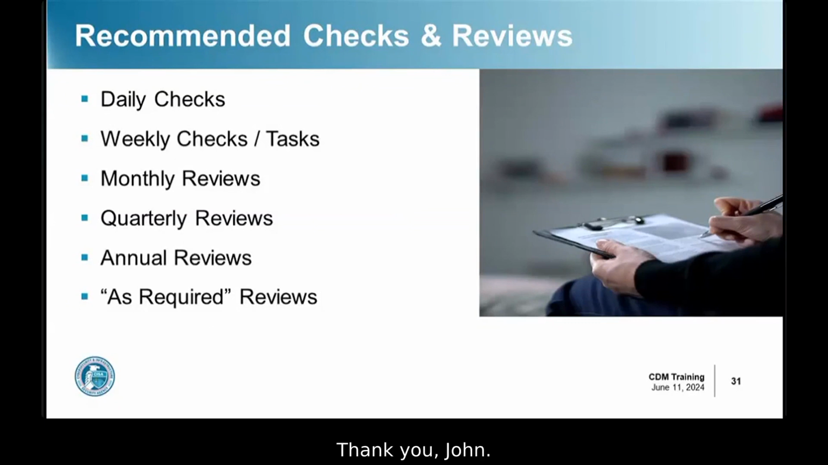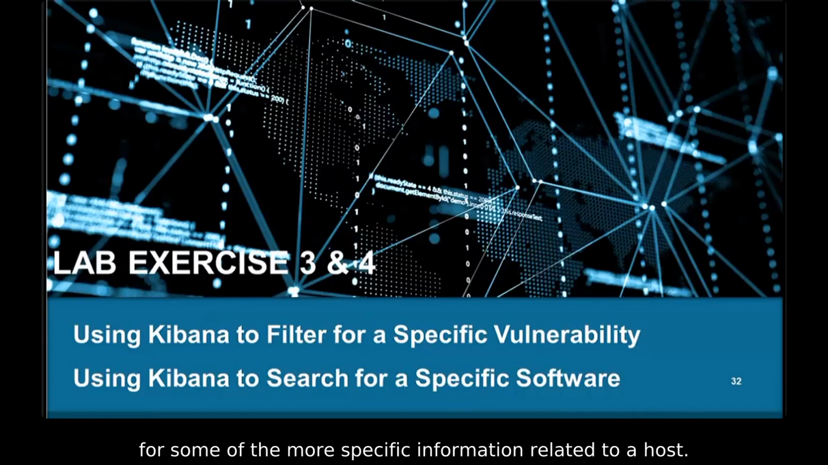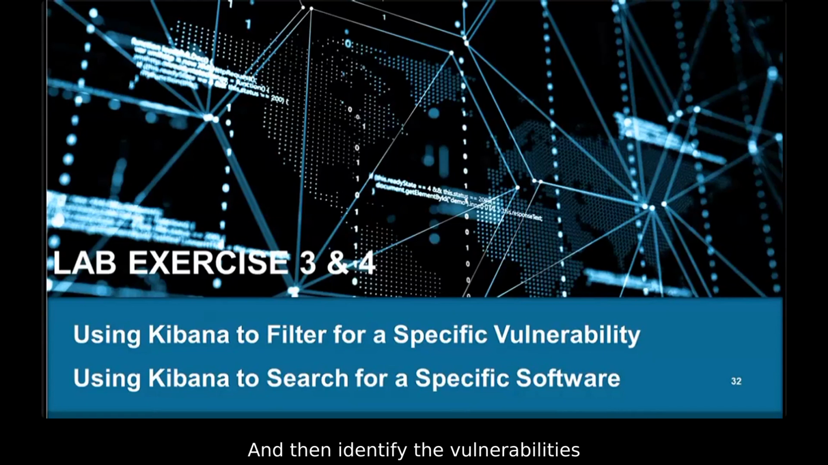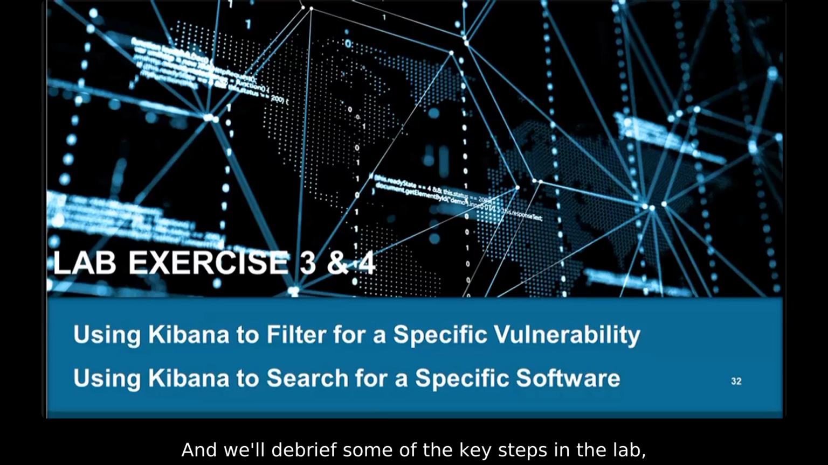Thank you, John. And so as John mentioned, we're going to get started on lab number 3. This one's going to focus on identifying a specific vulnerability within a system boundary. So you have the chance to review and take a look at the hardware assets details dashboard for some of the more specific information related to a host, and then identify the vulnerabilities that are on that host. And so we're going to give you 15 minutes to complete this third lab. And much like John's done in the past, the previous 2 labs, after the 15 minutes is up, I'll come back in and we'll debrief some of the key steps in the lab, but focus mostly on the knowledge checks. So we can just get a timer.